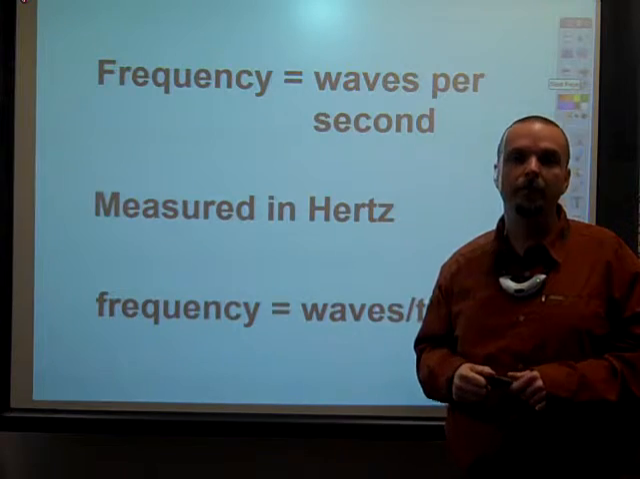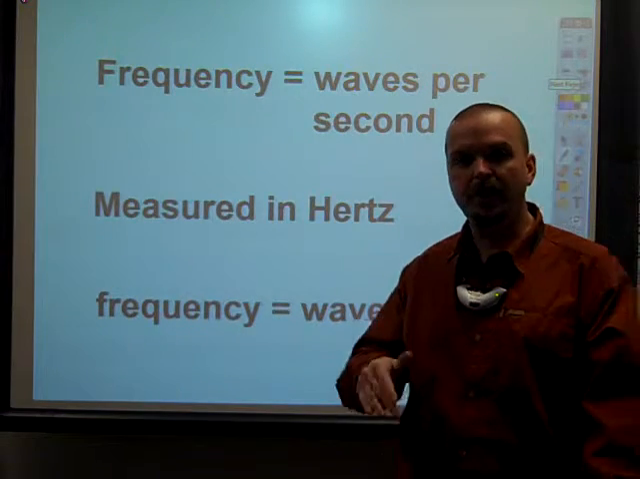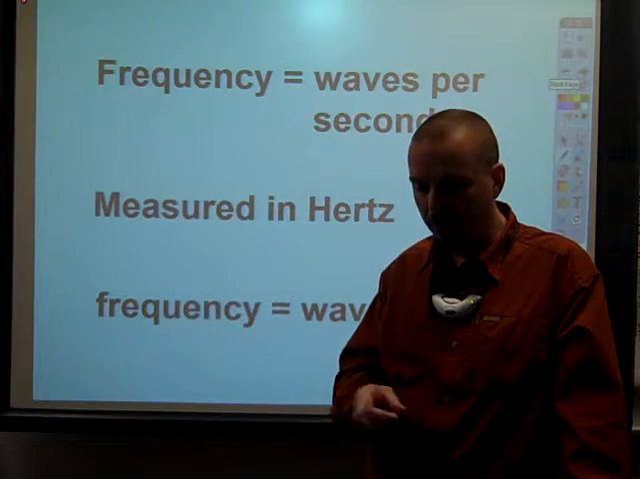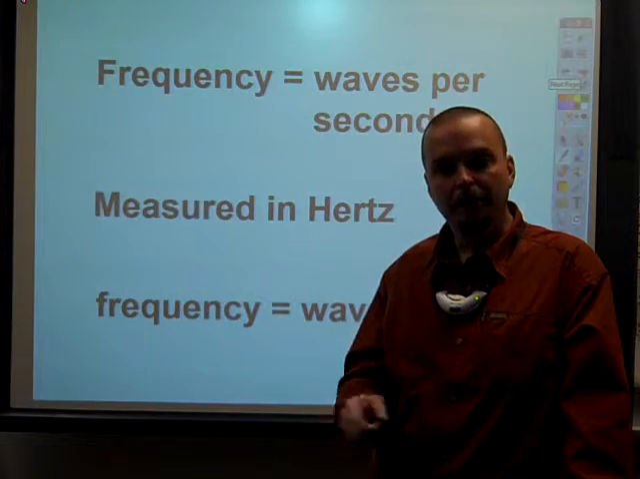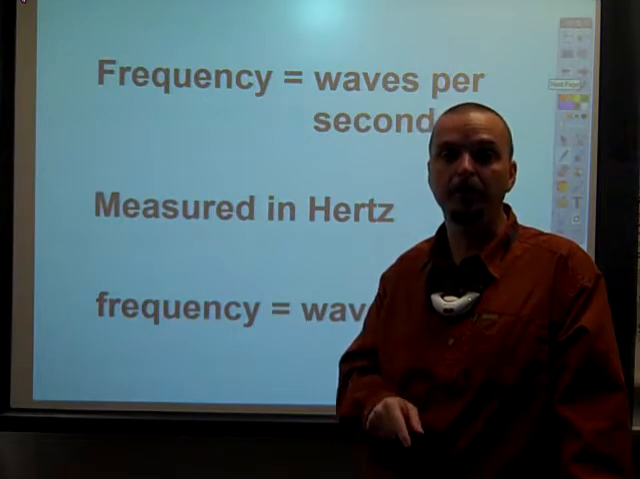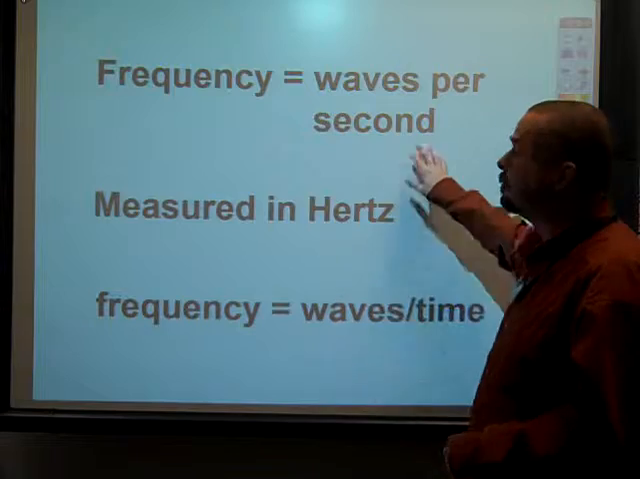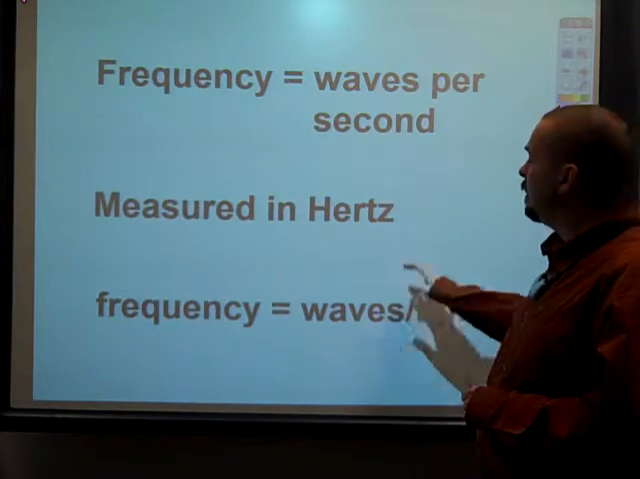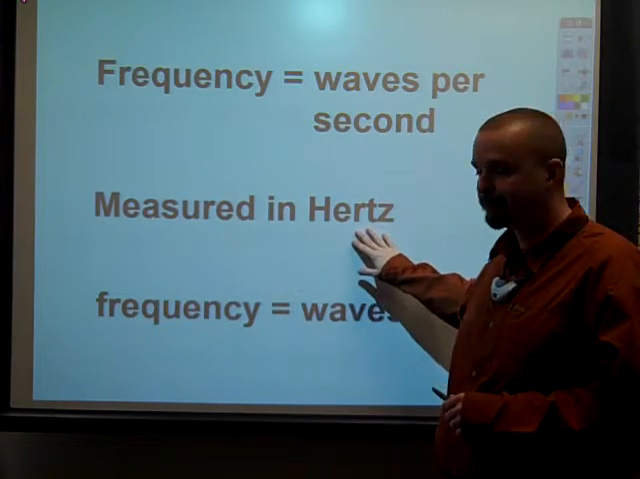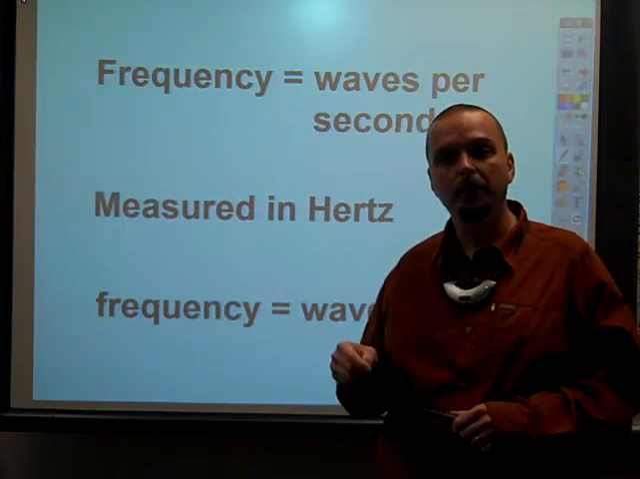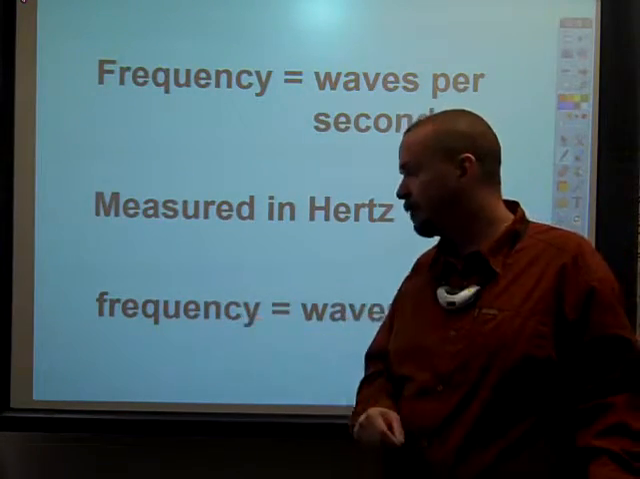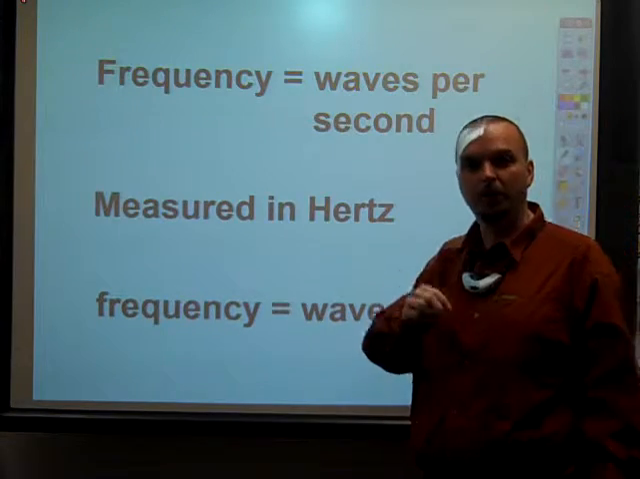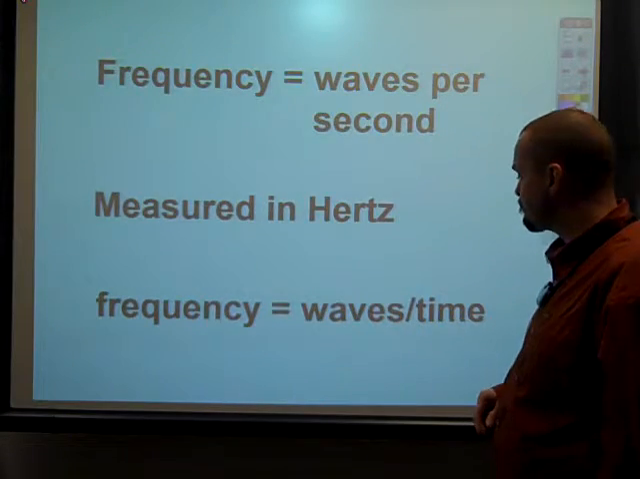Frequency is the number of waves per second. If you were to stand on a pier at the ocean and count the number of waves that went by and figured out how many waves passed you in a second's time, you have figured out the frequency of the waves on the ocean that day. It's measured in hertz. 1 hertz would be 1 wave per second. 20 hertz would be 20 waves per second.